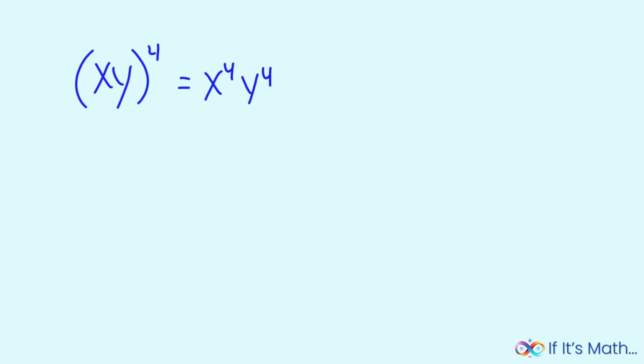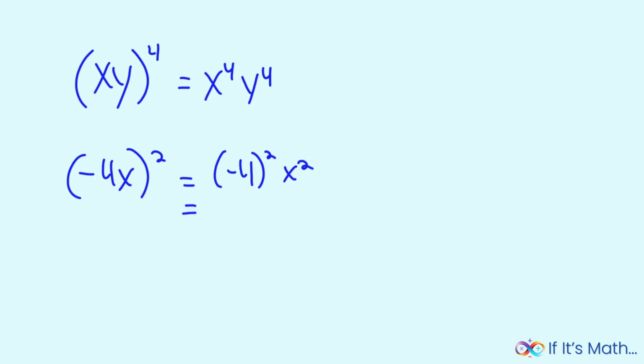So what if you have xy to the fourth? Remember, if you have two things multiplied together raised to a power, you can split them apart. So that's going to give you x to the fourth, y to the fourth. If you had, say, negative 4x squared, then that's going to give you negative 4 squared times x squared. So that would give you 16x squared.